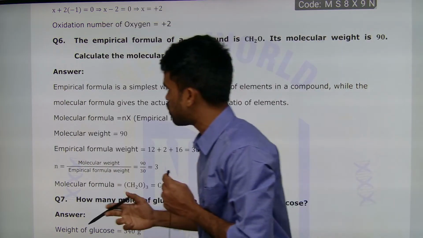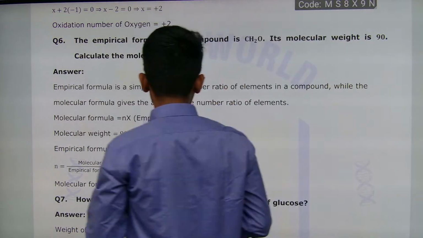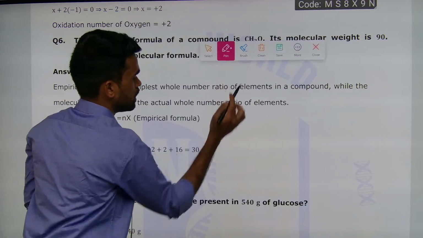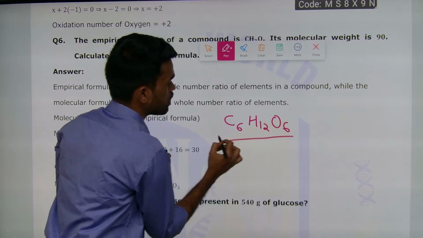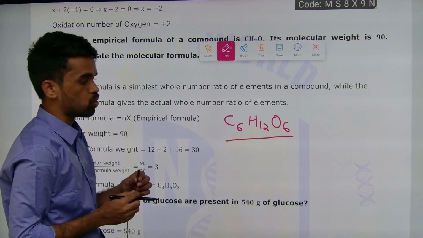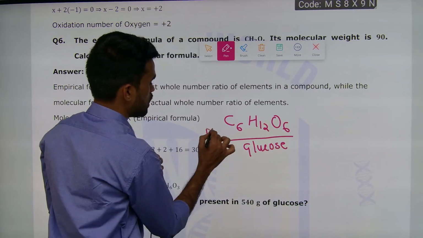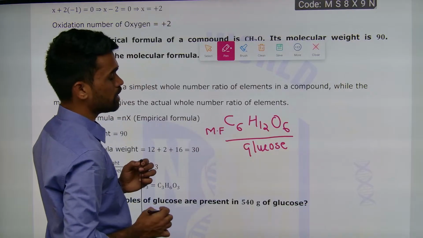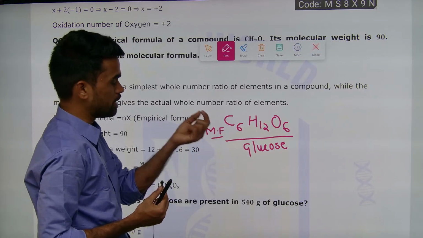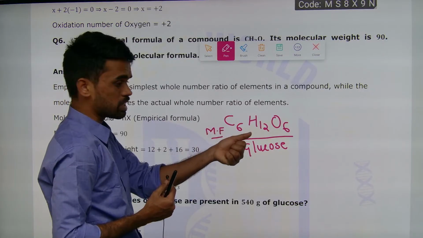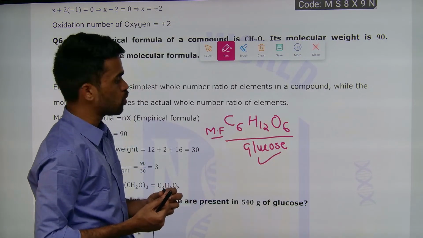For example, see what I am writing here. Try to understand the concept here. It is very easy and important to be understood. I am writing C6H12O6. This is the formula we will be writing for glucose. This is the molecular formula of glucose. MF, I am writing, molecular formula. Now this molecular formula clearly says the number of carbon atoms, hydrogen atoms, and oxygen atoms present in one molecule of glucose.